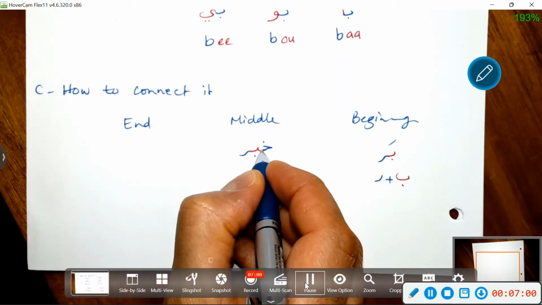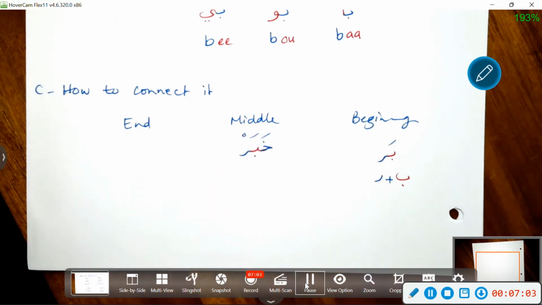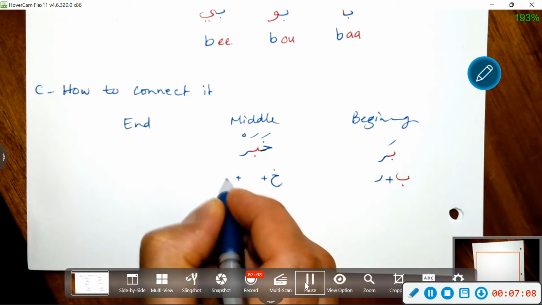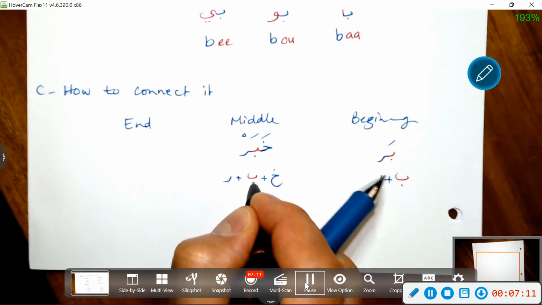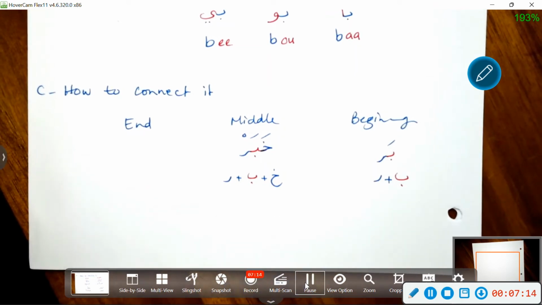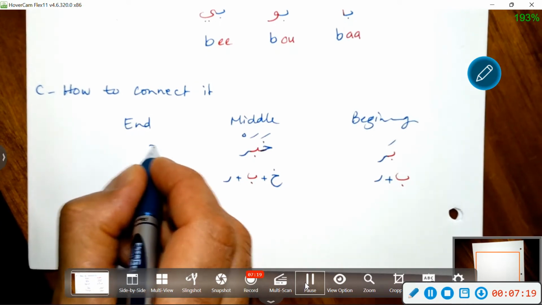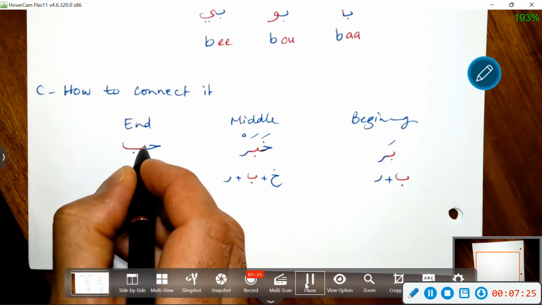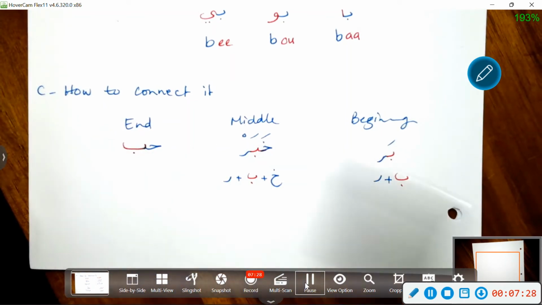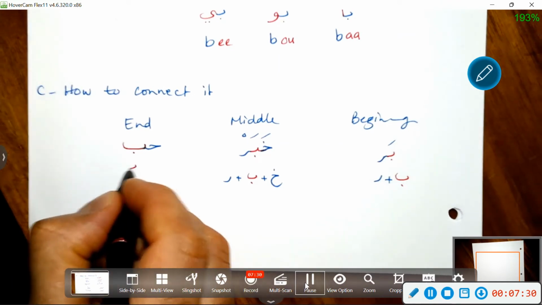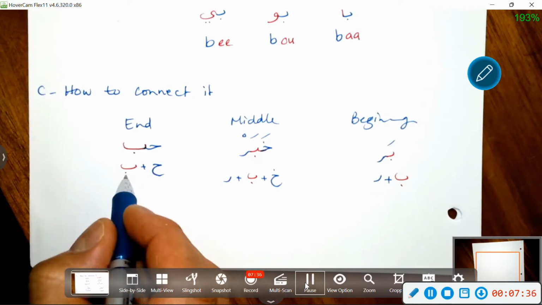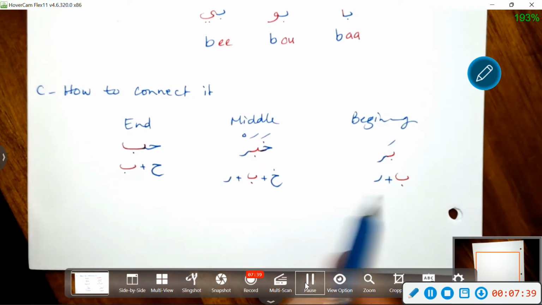Khabar. Kha plus ba plus ra: khabar. At the end, it comes like this. It stays as it is, a complete and whole letter. And here we have two letters, ha and ba. Bar, khabar, hub.